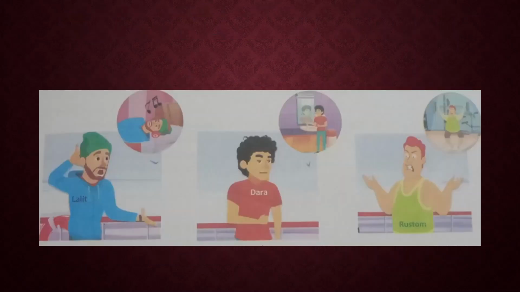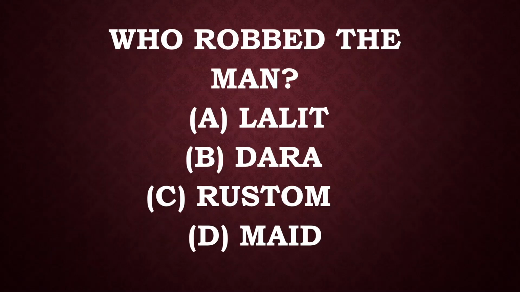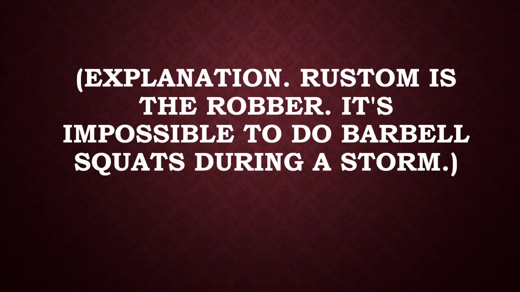So see, all of them are here: Lalit, Dara, and Rustam. So who robbed the man? Who do you think had robbed the man? Lalit, Dara, Rustam, or the maid? Think. Yes, Rustam robbed the man. How can you say that Rustam robbed the man? Why not others? Because Rustam is the robber, since he said that he was doing barbell squats during a storm. So how can you do barbell squats during a storm?